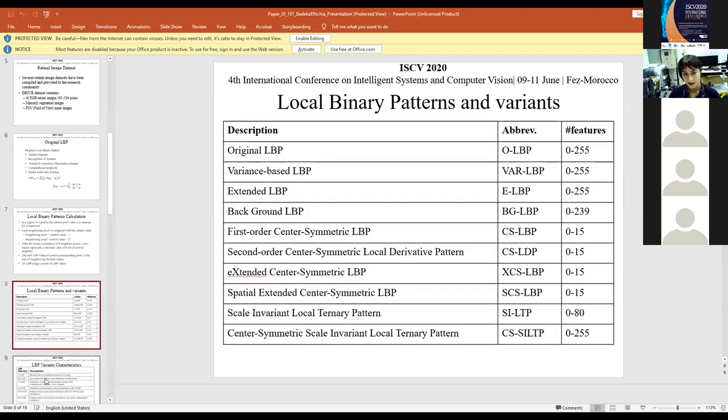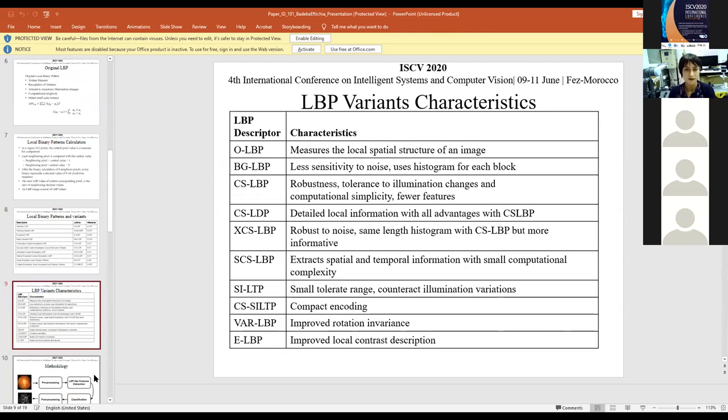Now, I have here a table. We have the description of each LBP, and also the abbreviation. We will see the abbreviations in our experiments. And also we have the feature, which is the range of values. Also, we have the characteristics of each local binary pattern, which says which LBP has a very specific region. So we have the OLBP, which is the main LBP, and also the variance measure, VarLBP, which is an implementation of LBP. We have the rotation invariant and uniform LBP, which is the ELBP. Those are the implementations by the same team who created LBP.